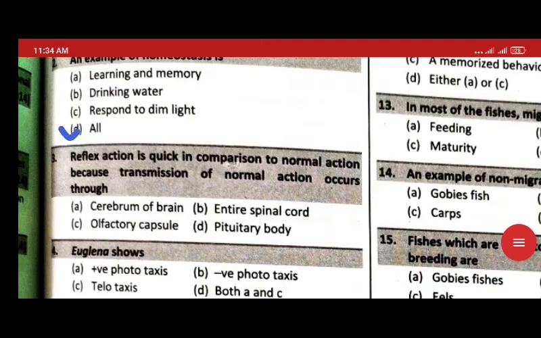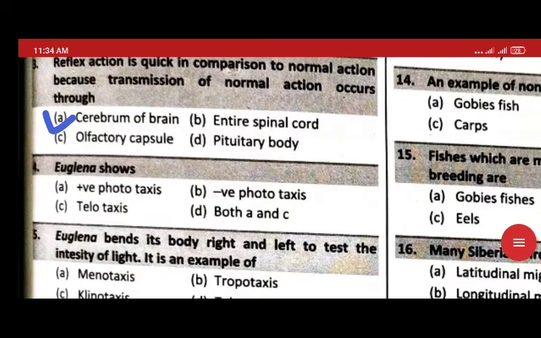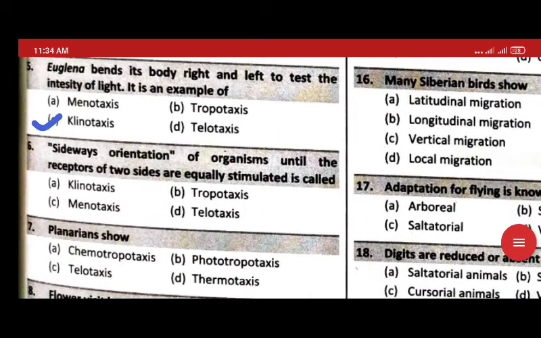Number 3, reflex action is quick in comparison to normal action because transmission of normal action always occurs through our cerebrum. Option A is right. Euglena, we have already seen the example, that is positive. A number is right. Okay, now 5, Euglena bends its body right and left to test the intensity. So this type of adaptation is called what? Clinotaxis. Now sideway orientation of organ until the response of two sides are equal. This is called tropotaxis. Option B is right.